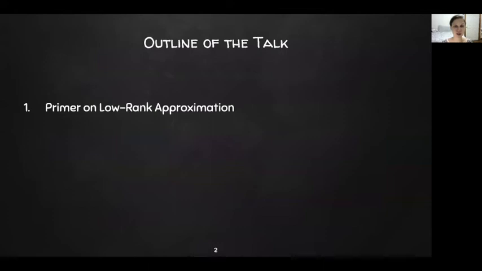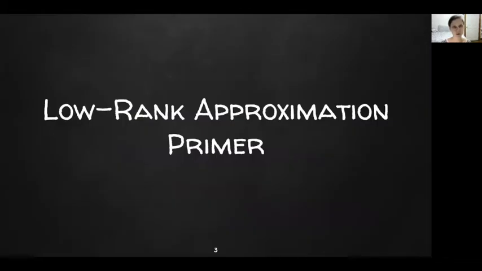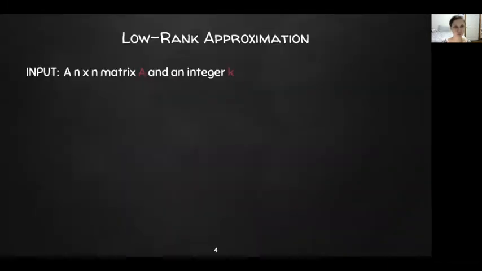This talk is divided into three main parts. I will start with a primer on low-rank approximation. Next, I will describe our results, comparison to prior work, and some applications of our results. Then, Ainesh will take over and describe some new techniques we introduced in this work. Okay, let's start with a primer on low-rank approximation.